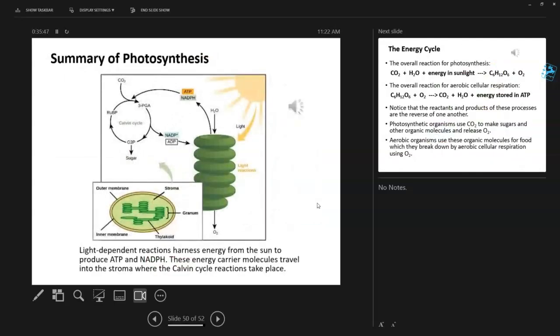So here's a diagram showing the whole photosynthesis process simplified. So here's the thylakoids inside the chloroplast. And here's where the light reactions happen. This is green, it has chlorophyll that absorbs the light. And here's where the light energy is converted into energy stored in ATP and NADPH, which is then used in the Calvin cycle.